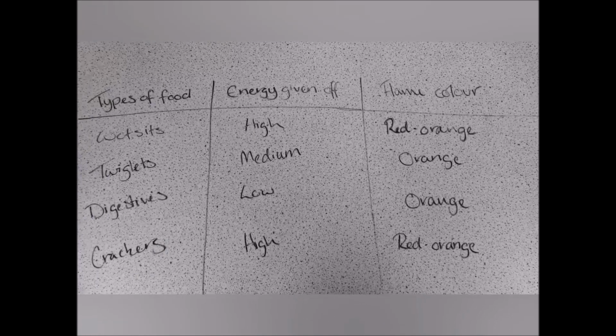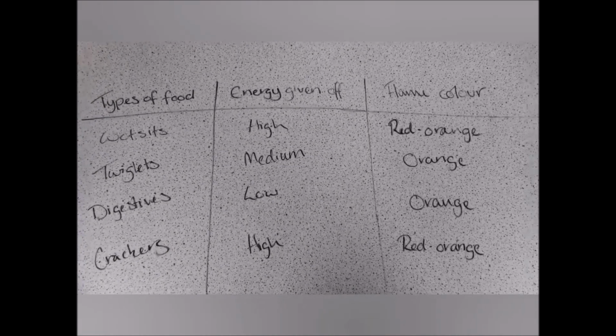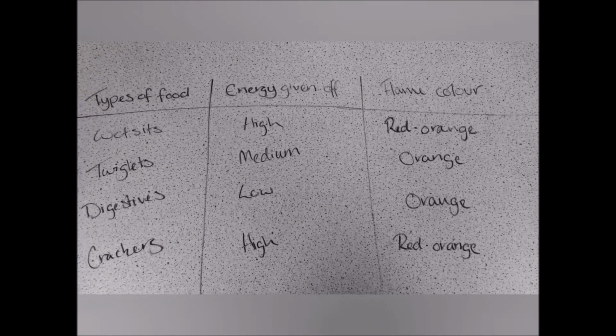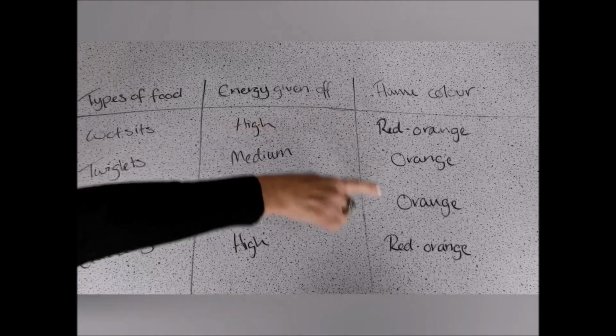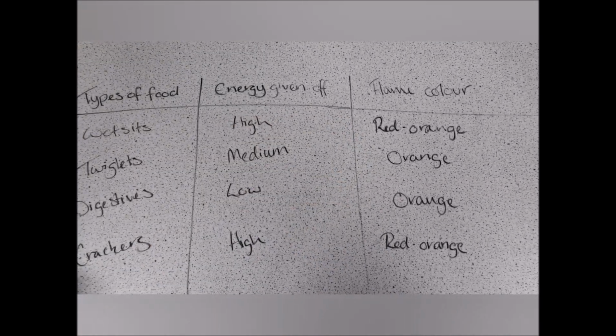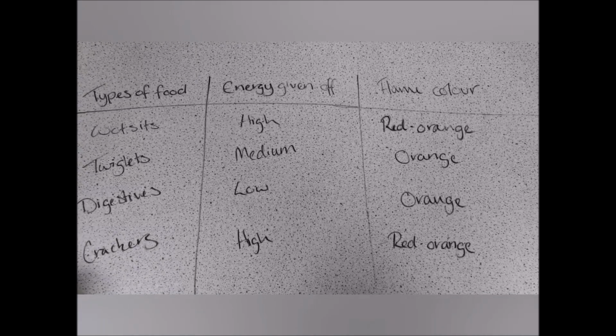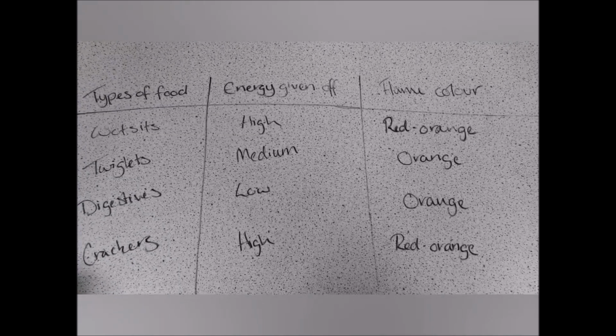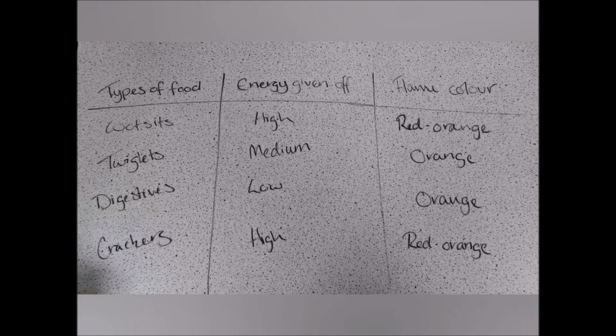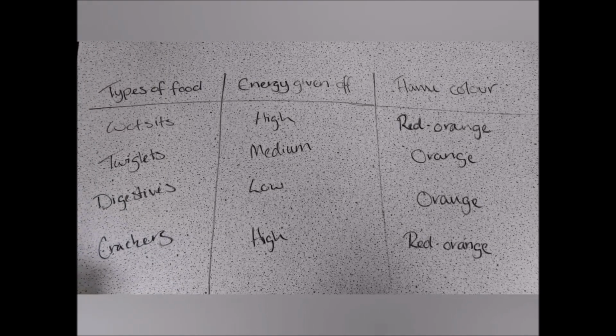We did also make some additional observations that is always worth noting down if you see them. So we wrote down our flame colours as well. We got some really pretty flame colours there. Really deep red-orange for the Wotsits and crackers and an orange for the Twiglets and digestives. Well done, guys. Thanks for joining us on our practical.